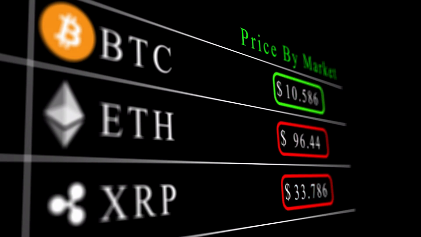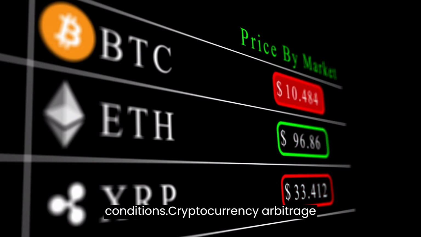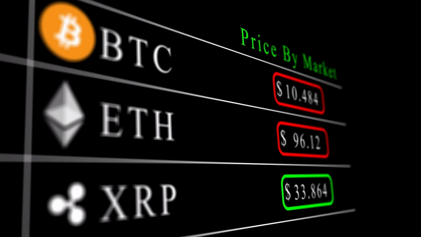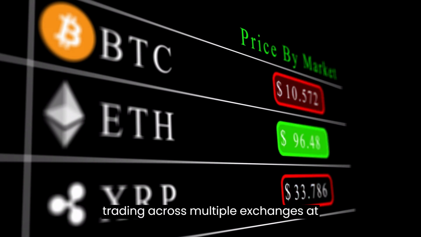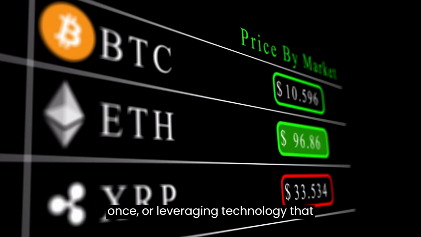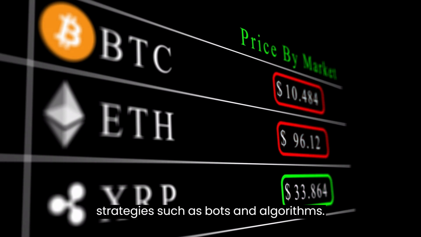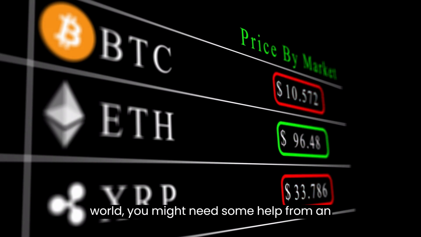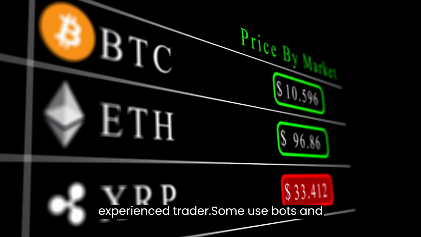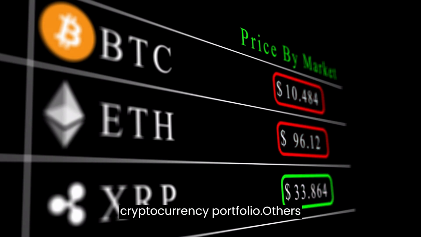To take advantage of these opportunities, traders must have capital and be aware of market conditions. Cryptocurrency arbitrage strategies can include hedging trades, trading across multiple exchanges at once, or leveraging technology that automates cryptocurrency trading strategies such as bots and algorithms. If you are a beginner in the crypto world, you might need some help from an experienced trader. Some use bots and algorithms to manage their cryptocurrency portfolio.